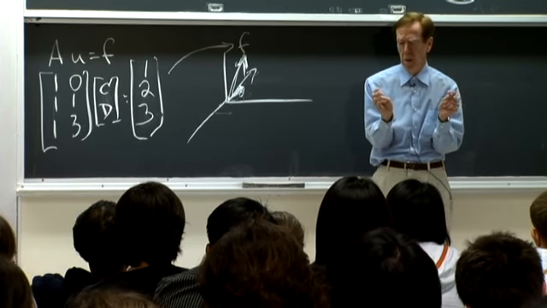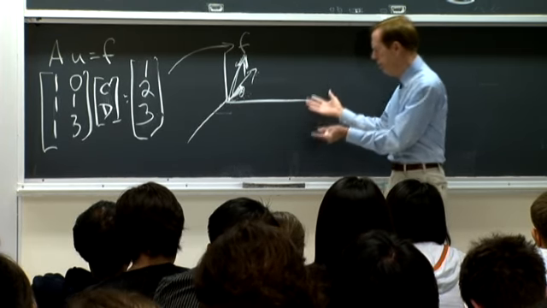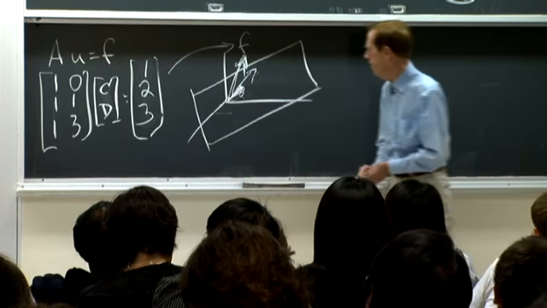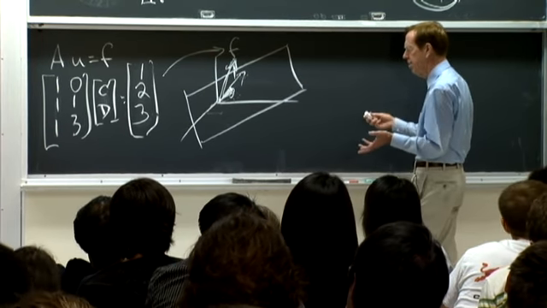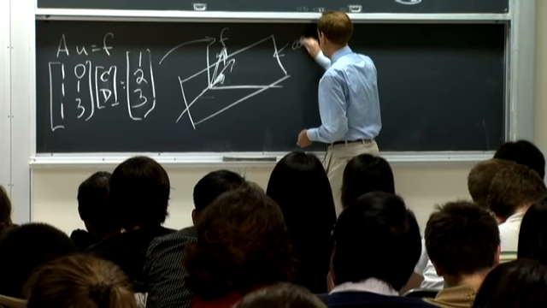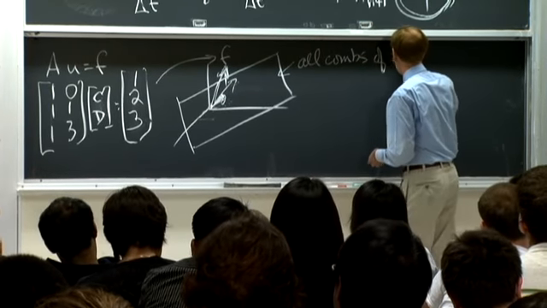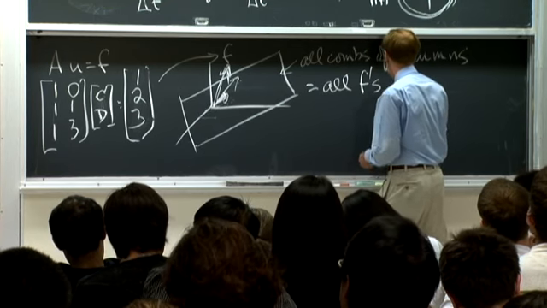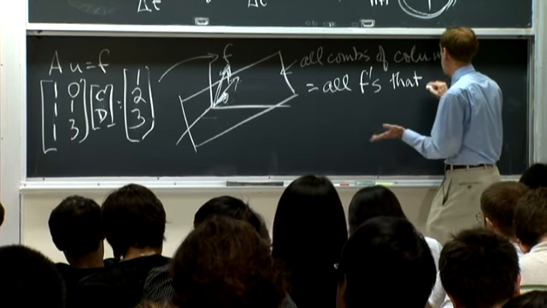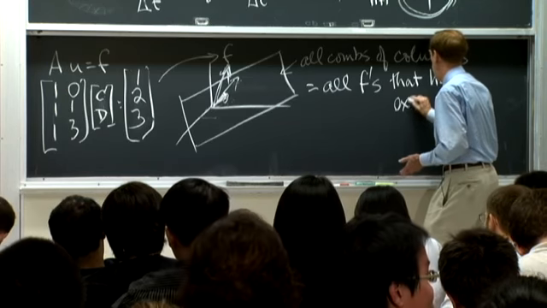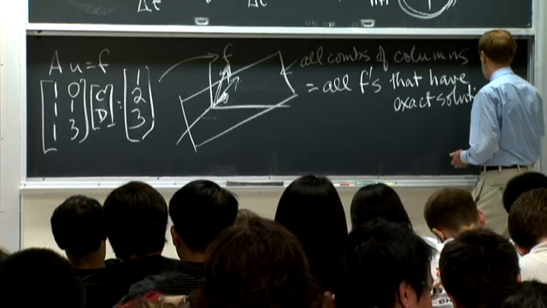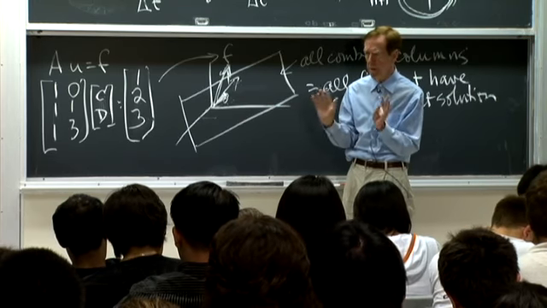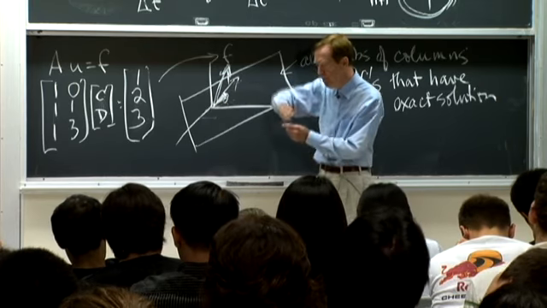Now this is for everybody to know. If I take the combinations of two vectors here in three-dimensional space, I get a plane, the plane that contains those vectors. So this I could call the column plane or the column space. This is all combinations of the columns. That's the same thing as saying this is all the F's that have exact solutions. This particular right-hand side is not in the plane. That's my problem. This particular vector F points out of the plane.